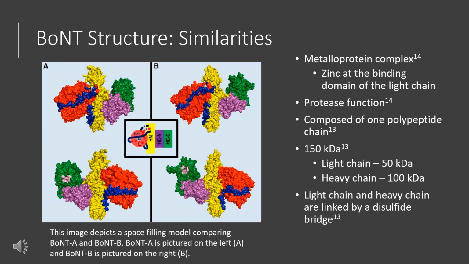There are 7 different serotypes of the botulism toxin. Types A and B are commonly the cause of human botulism, so I will be focusing on them. I want to go over similarities between the types A and B. They are both metalloproteases that contain zinc on the light chain. They are formed of one polypeptide chain that weighs approximately 150 kilodaltons. The heavy chain and the light chain are linked by a disulfide bond, which subsequently stabilizes the protein.